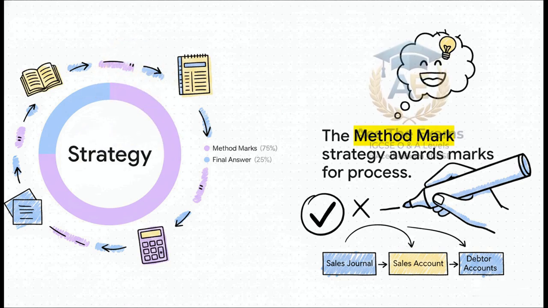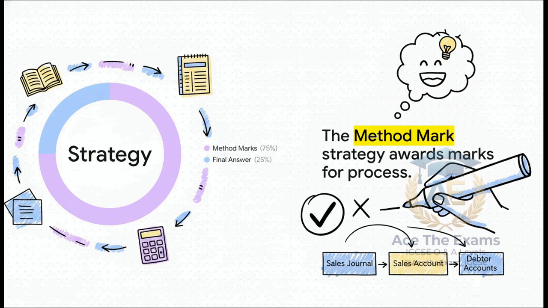But if you clearly document your process and correctly label your transfers to the sales account and individual debtor accounts, the examiner will shower you with method marks for demonstrating the correct accounting logic, even if the final outcome is mathematically slightly off. Process is literally everything.